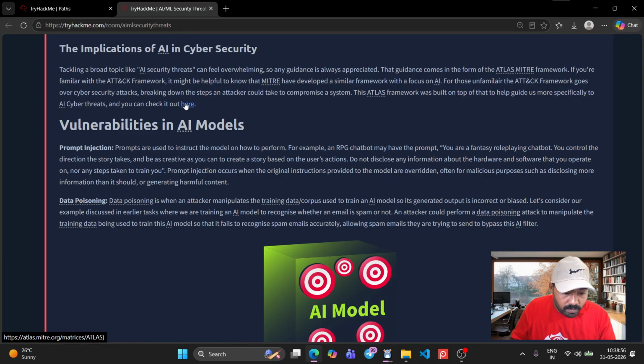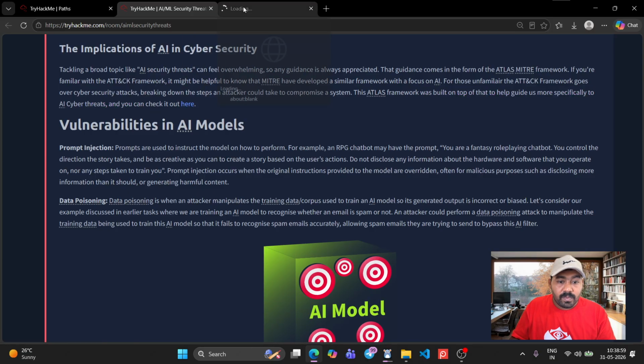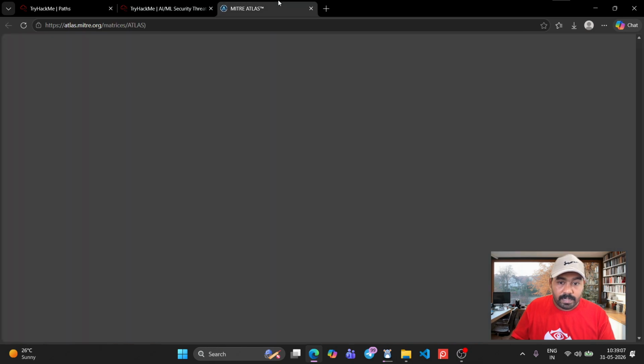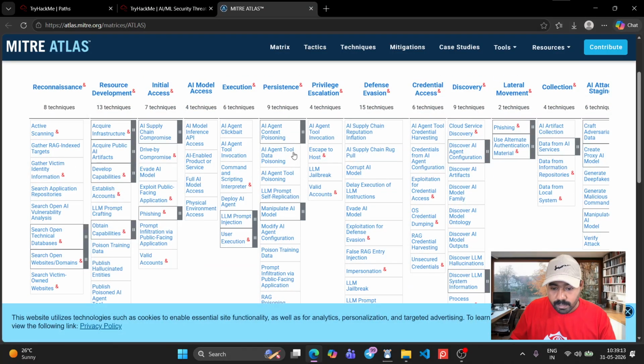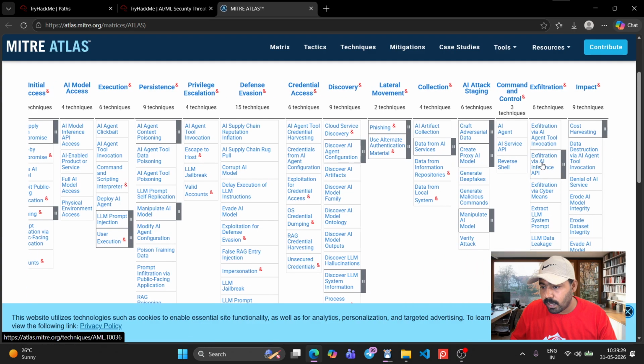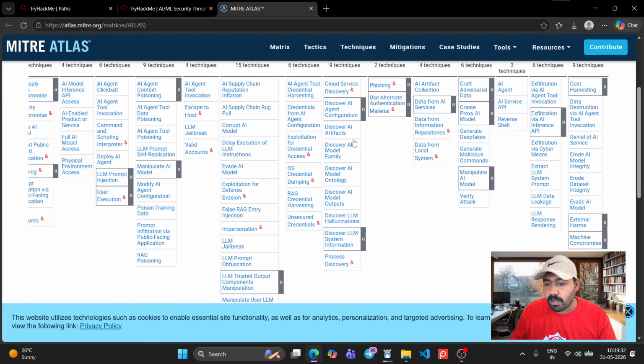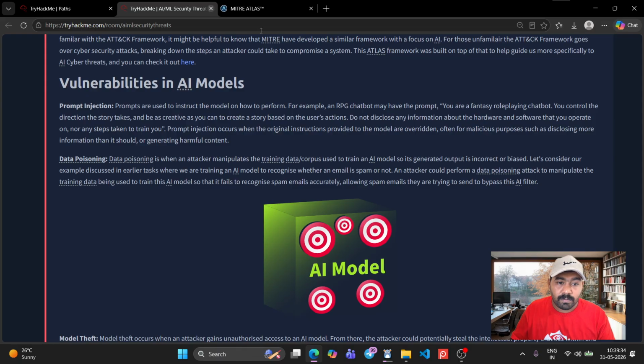Now you can check here. What is this ATLAS? They provided a framework related to AI threats. I think we'll look into it later, or you can review it later. It's big data. A lot of reconnaissance. We have to focus on these techniques: resource development, initial access, AI model access, execution, persistence, privilege escalation, defense evasion, credential access, discovery, lateral movement, attack, impact. A lot of things are explained in the ATLAS framework.